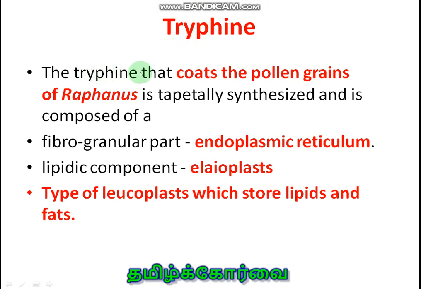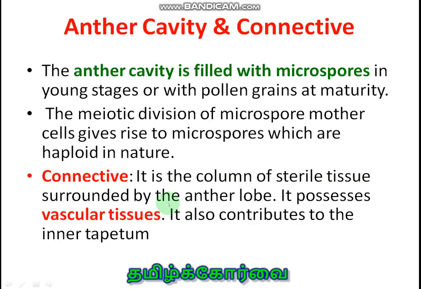Tryphine, as we already discussed, is produced by the members of the Brassicaceae. Raphanus is one of the members of the Brassicaceae family, and it consists of two components. One is the fibrogranular part, which is produced by the endoplasmic reticulum of the cell, and another one is the lipidic component. It is produced by elaioplasts. Elaioplast is a type of leucoplast which stores lipid and fat.